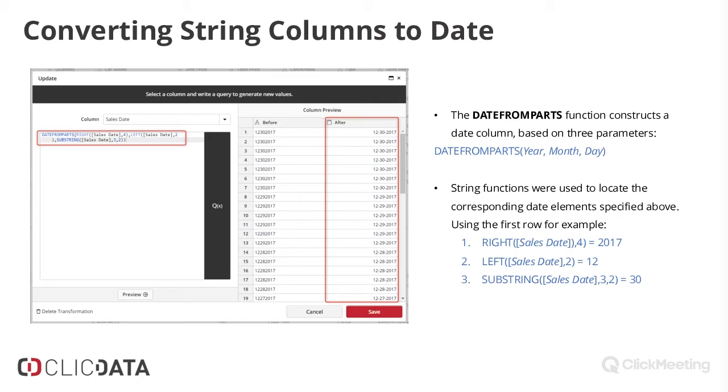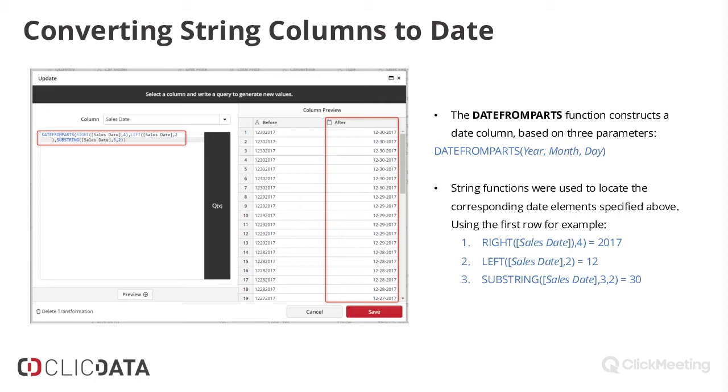To talk about the date from parts function, it does require 3 parameters: year, month, and day, in that exact order. However, my date values are actually ordered by month, day, and year, with no dashes or anything in between, and it's just purely numerical. So that within itself is not a true date format. And so what we need to do is combine the date from parts function with string functions. What I use are right, left, and substring to extract these elements.